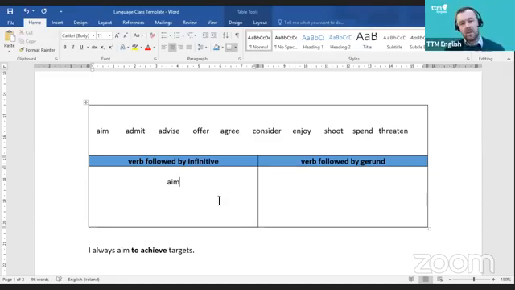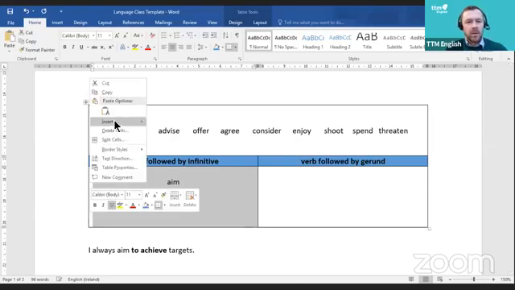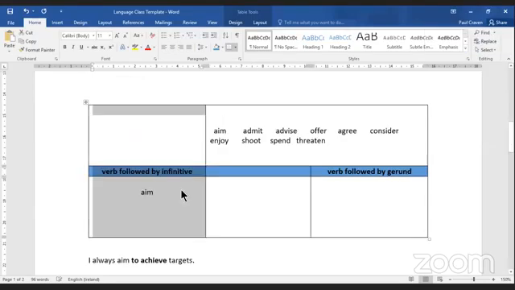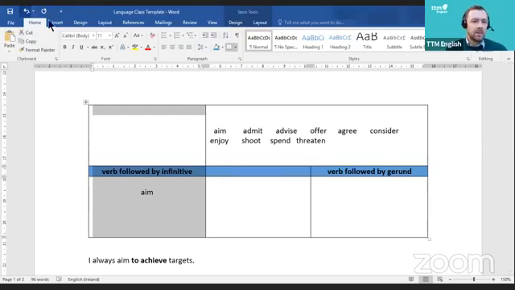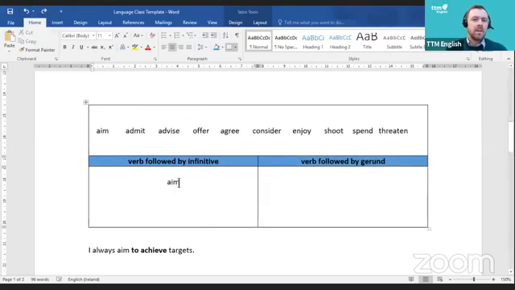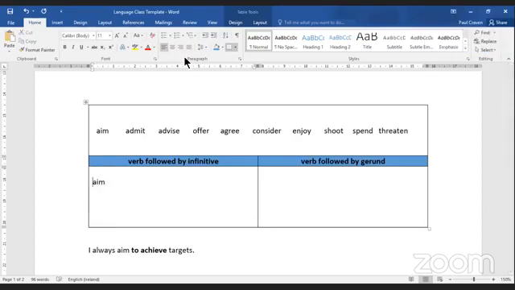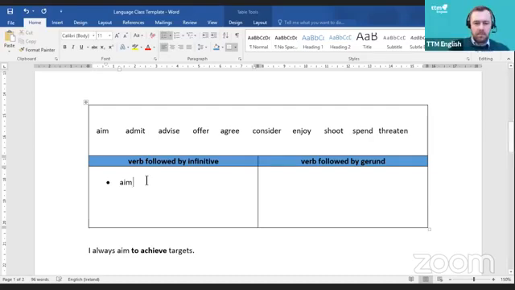I always aim to achieve targets. So what we'll try and do in this box is insert another column. Oh, I didn't mean to do that. That seems to have done something very strange. I wanted to get, well, we'll bring this over to the left and write a sentence for each one. So let's put that there. Okay, aim: I always aim to achieve targets.